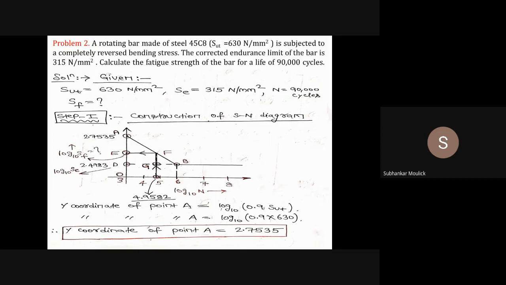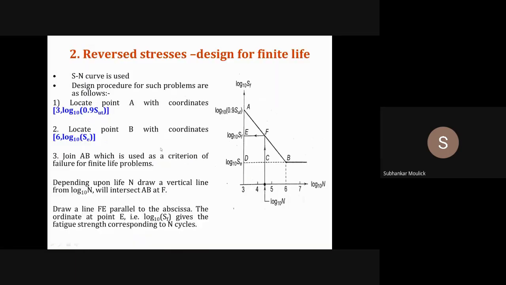So first step is construction of the S-N diagram. I know the S-N diagram is plotted on a log paper. On the x axis it is log base 10 N and on the y axis it is log base 10 SF. So the very first step is calculation of coordinate point A. And I know that this coordinate point A, in the x axis, is 3. And in the y-axis it is log base 10 of 0.9 times SUT.